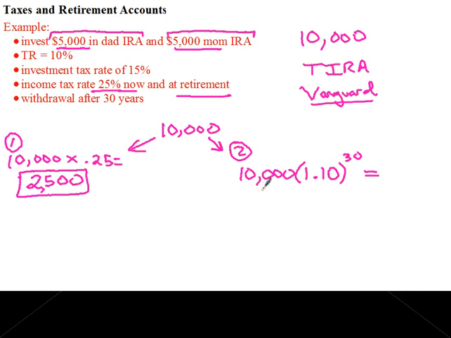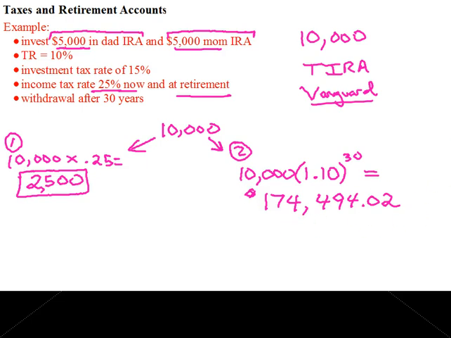So that's going to turn into 10,000 times 1.1 raised to the 30th. According to my calculations, it's going to grow into $174,494.02. So that's how much money I will have at the end of 30 years. Actually, some of that will be in Dad's account, some of it will be in Mom's account, but this is the total together, how much they will have.